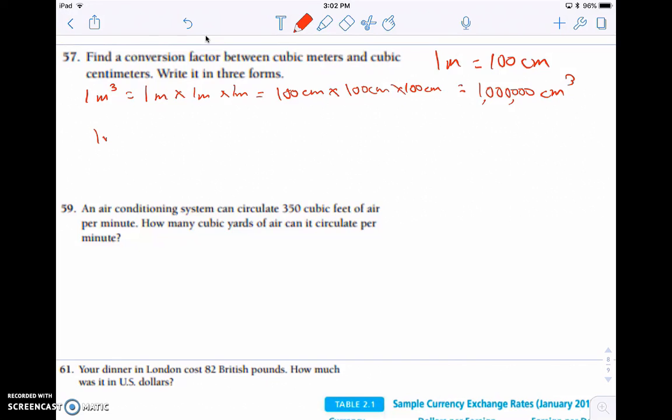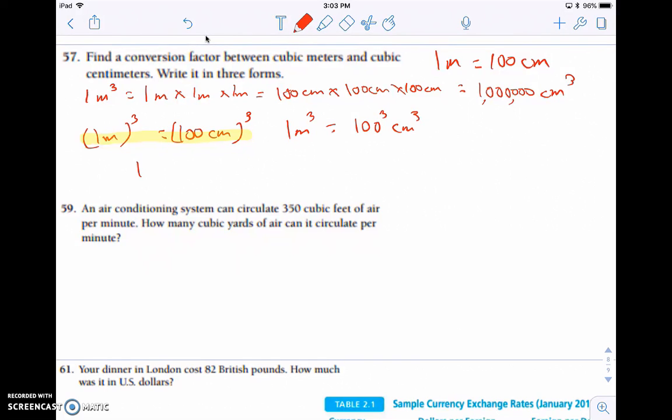Another way: you take 1 meter and cube it, and you take 100 centimeters and cube it. So you're basically cubing both sides of an equation. That's the equivalency there. 1 meter cubed is 100 cubed centimeters cubed, and 100 cubed is 1 million. So in one of those forms, 1 cubic meter equals 100 cubed, or 1 million cubic centimeters.